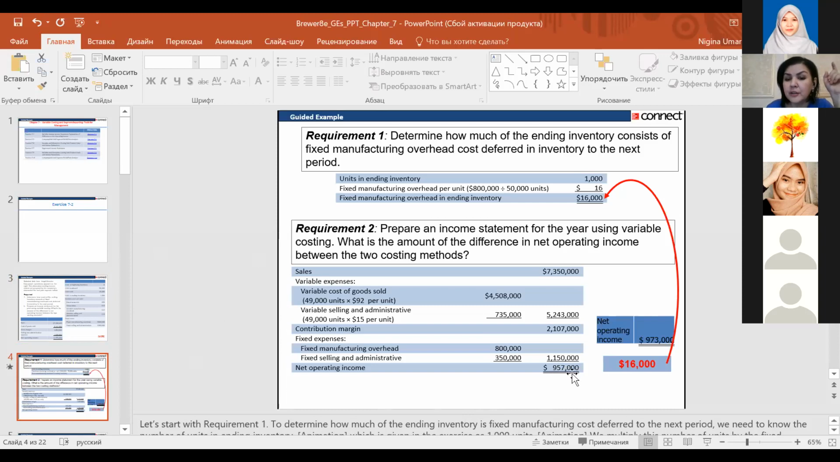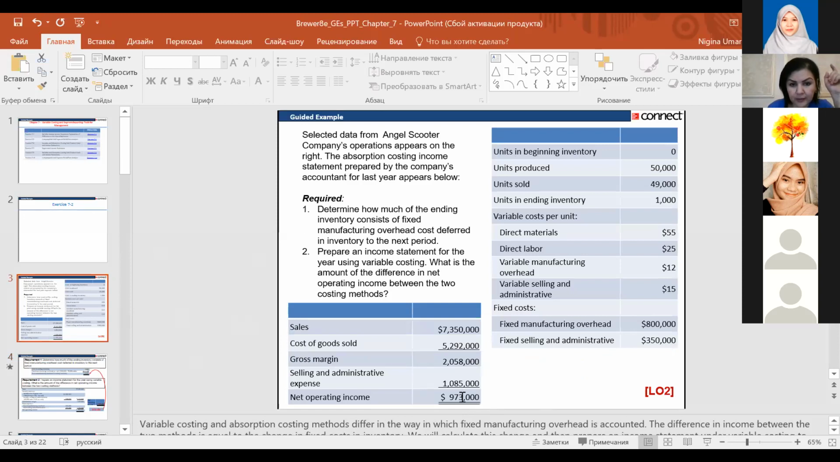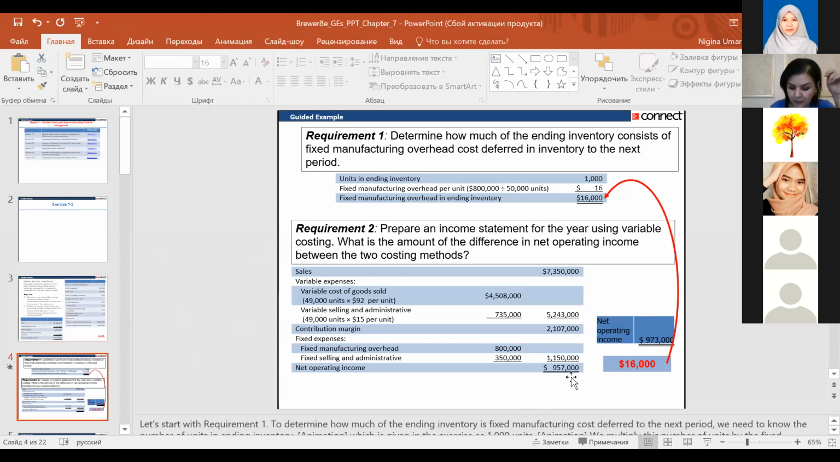By how much is it lower? So net operating income under absorption costing, 973,000, minus 957. So it is exactly 16,000. So by this amount, by 16,000, net operating income is lower on the variable costing.